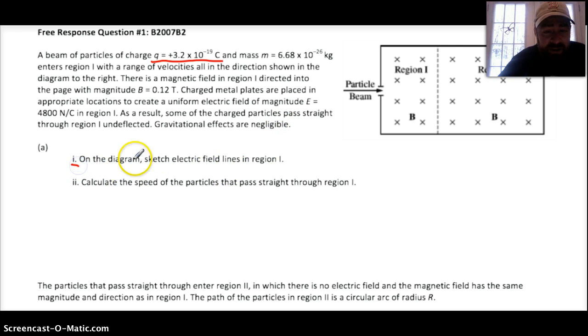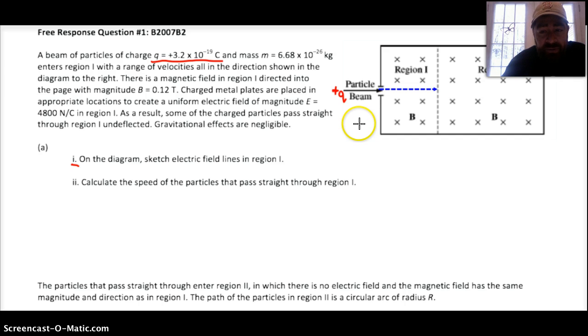So they say on the diagram, sketch electric field lines in region number 1. First of all, let's recognize that each one of the particles that enters the field is positively charged. So they say that it passes through region 1 undeflected. That, of course, being very important. So here's the velocity vector through region 1.